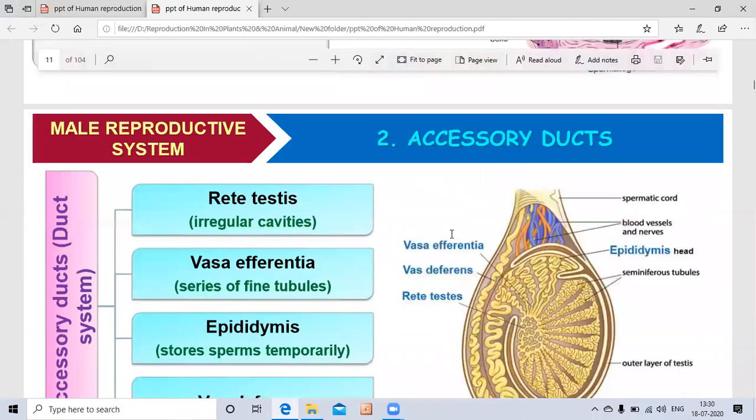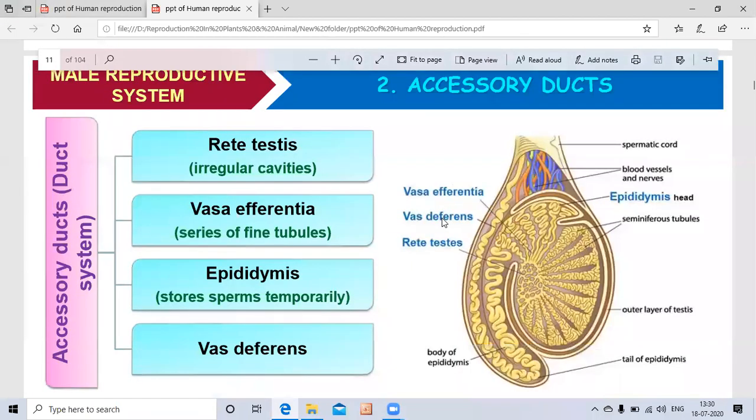Then the accessory ducts. The testis contains accessory ducts: the vasa efferentia and rete testis. The epididymis head is also there. This is the inner side part and this is the outer side part.